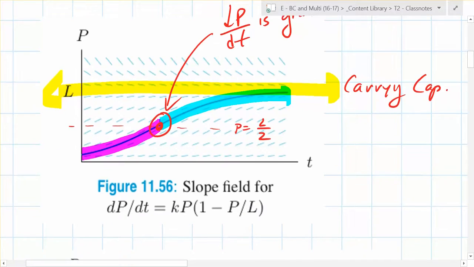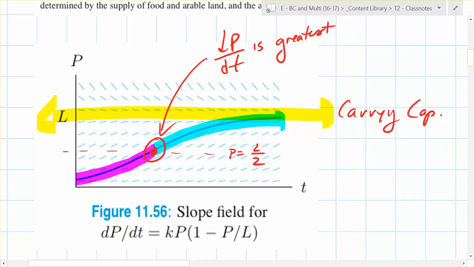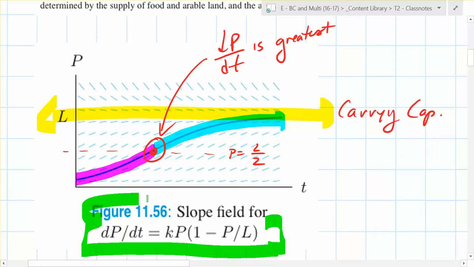This is the general form of a logistic curve right here. This is what we haven't seen before. dP/dt equals k times P times (1 minus P over L). That is the general form. You need to memorize that. You're going to work with it a bunch, but that is the general form. Super general, super helpful.